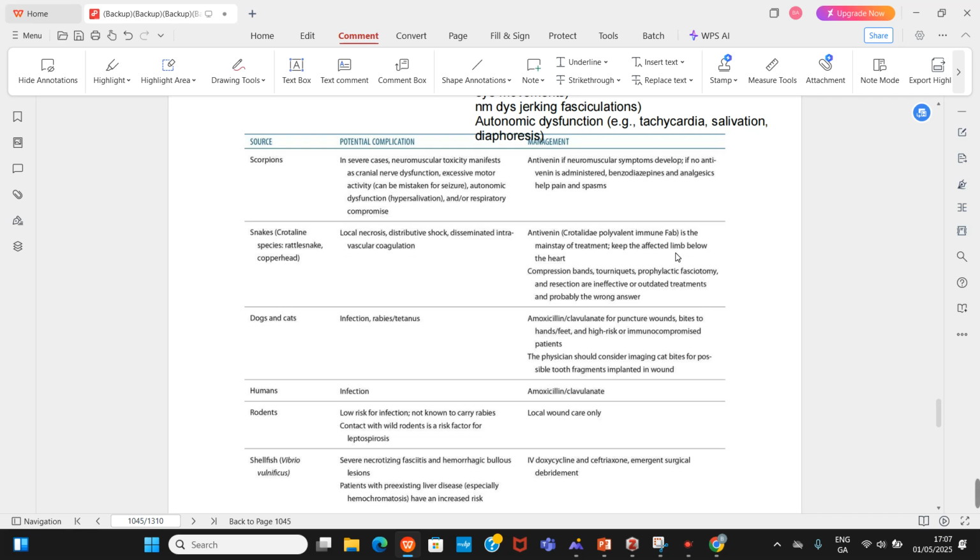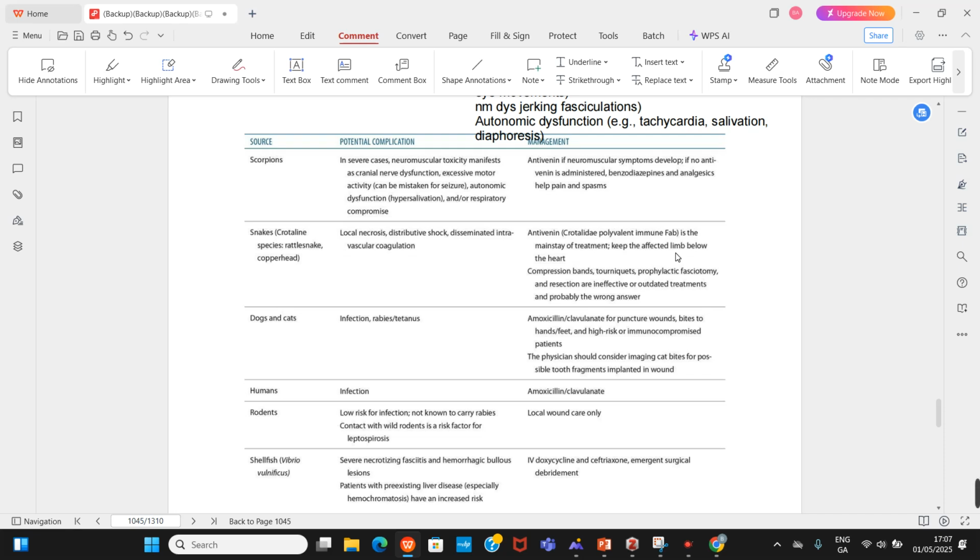Then all those things that people usually do, like tying a tourniquet, trying to inject that area, or sucking out venom, please don't do all those things. So don't apply any compression band. Don't apply any tourniquet. Don't do fasciotomy. They are outdated treatment.